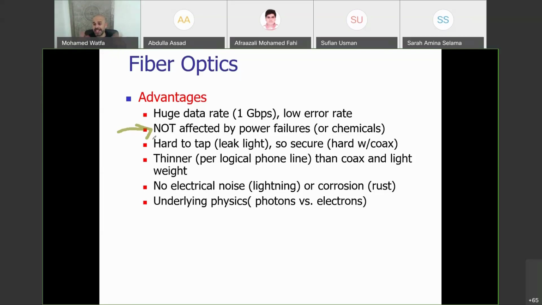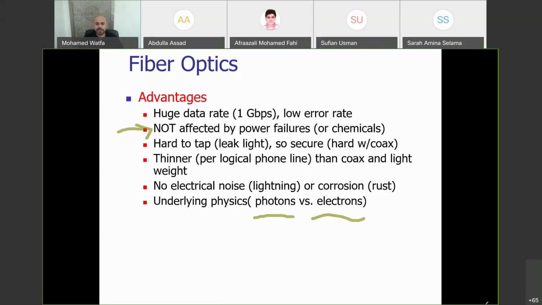So, photons, yes, because it's not based on electromagnetic waves anymore. It's based on photons, which is not affected by electricity to start with. So that's the idea behind it. I wanted you to know this. I mentioned it here, even. You could have seen it here.